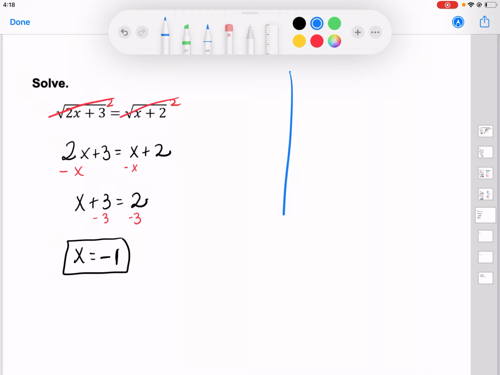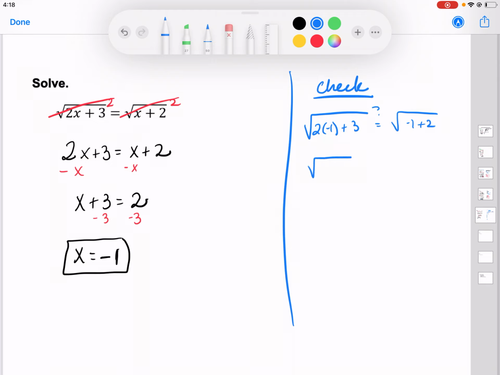Now, you still, since there was a square root in the original, need to check for extraneous solutions. So I'm just going to double check. Does 2 times negative 1 plus 3 equal the square root of negative 1 plus 2? That's the question of the day. So 2 times negative 1 is negative 2, plus 3 is a positive 1. Negative 1 plus 2 is a positive 1, and square root of 1 in both cases is 1, so it works.